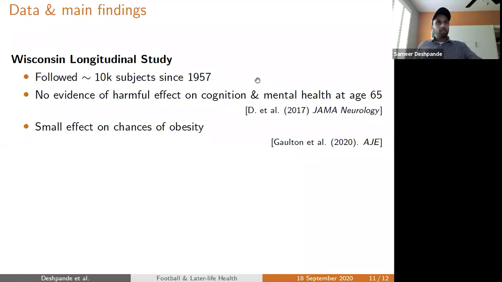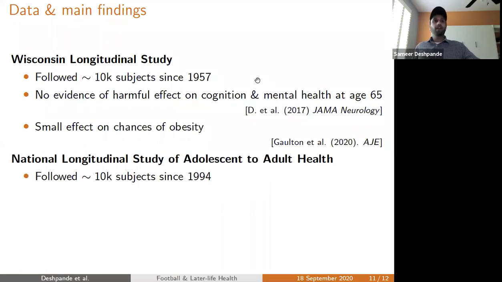So some people said, like, a study of people from Wisconsin in the 50s, who knows what we can say about that? How can we generalize? And so we found another longitudinal study, the National Longitudinal Study of Adolescent to Adult Health. This is AdHealth, which is run out of UNC, and it's followed about 10,000 subjects since 1994.